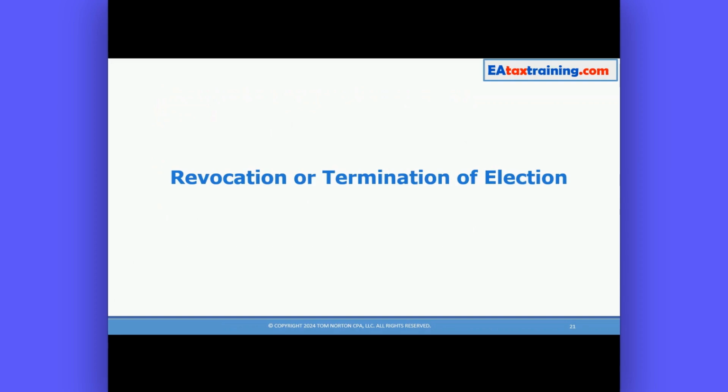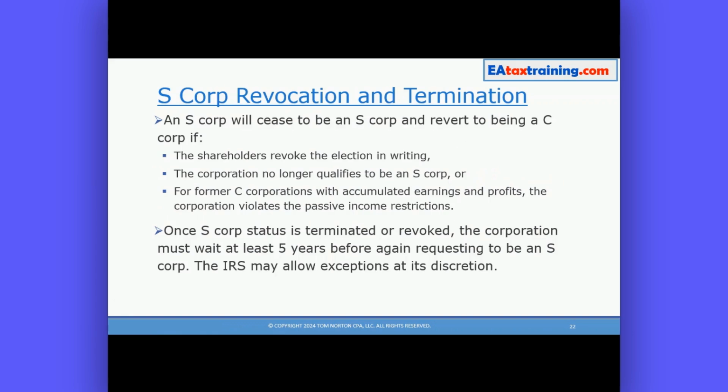Revocation or termination of an S Corp election. An S Corp will cease to be an S Corp and revert to being taxed as a C Corp if any of the following happen. First, if the shareholders revoke the election in writing. Second, if the corporation no longer qualifies to be an S Corp, so they don't meet those qualification criteria anymore, they'll then revert to being a C Corp. Or third, for former C corporations with accumulated earnings and profits, the corporation violates the passive income restriction. So we will talk about each of these coming up.